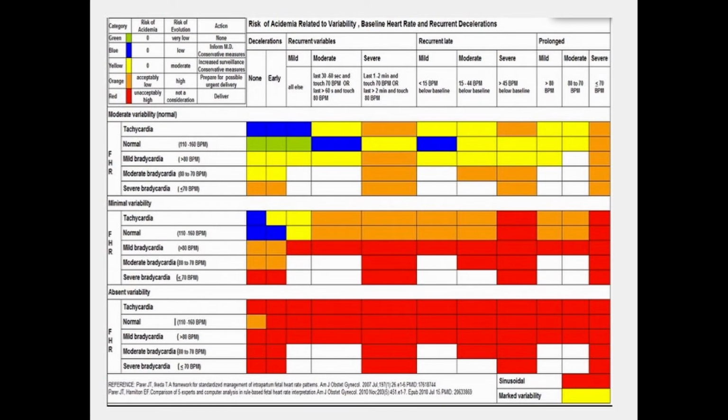So mild lates, sometimes they're nothing. Sometimes we can watch them. Sometimes we're in the blue if everything else about that fetal heart rate is normal. Everything else is normal, mild lates are not a thing. But moderate lates, where they're 15 to 44 beat per minute drop, or severe lates are going to be problematic, and we're going to go into a hold, watch, or expeditious delivery.